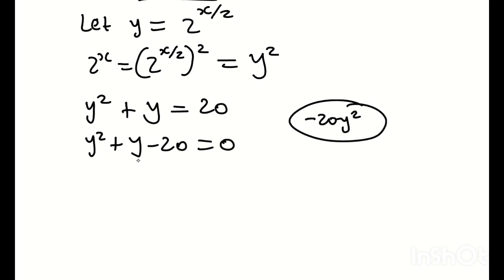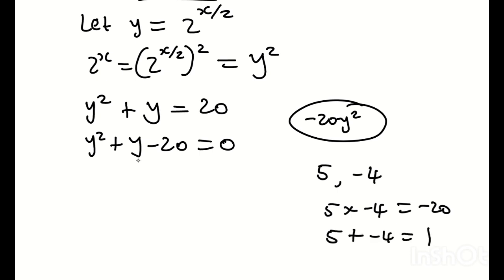And when you add these two factors, you're going to get 1 because the coefficient of y here is 1. So what could that be? That should be 5 and then negative 4, because 5 times negative 4 will give us negative 20. But 5 plus negative 4 will give us 1, which can be used in this equation.